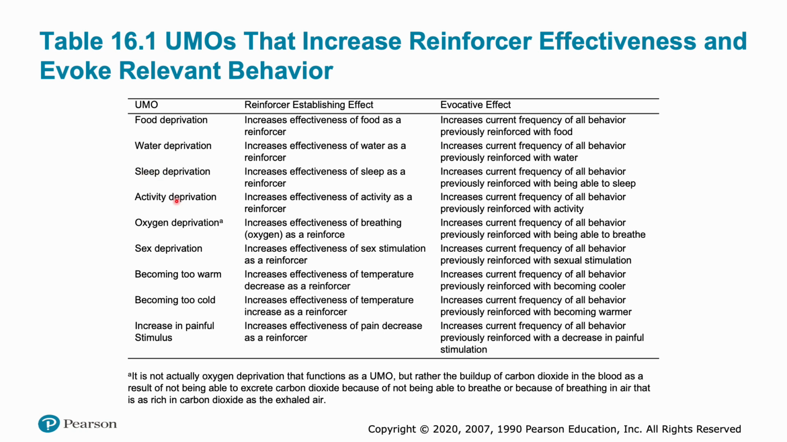You can go through every single one of these, and you can see, look, let's look at the one of becoming too warm. When you have become too warm, okay, it establishes a decrease in temperature as a reinforcer, and so now we are going to engage in behavior that will typically result in you becoming cooler. You can go through every single one of these examples. You can pause the video and see what the value altering effect and behavior altering effects are going to look like for each of these different unconditioned motivating operations.